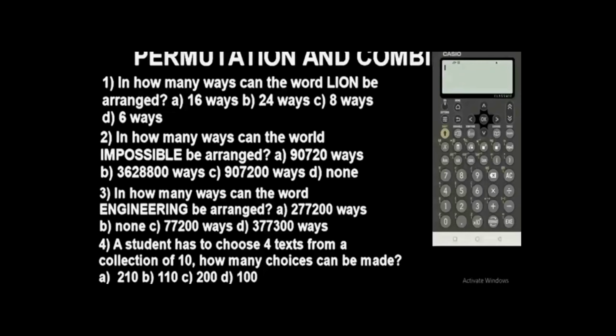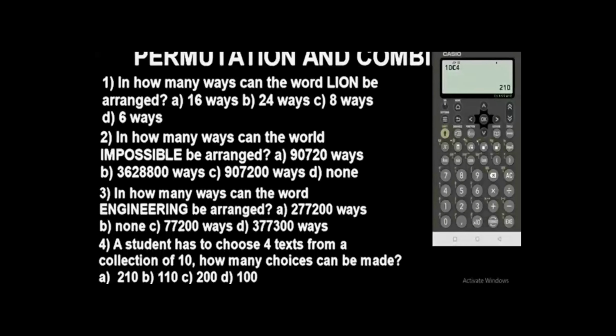So for this question 4, it will be 10 combination 4. The higher value will come before the lower value. Very important. So let's press execute. 210 choices can be made. Option A is the right answer. So it's as simple as this.